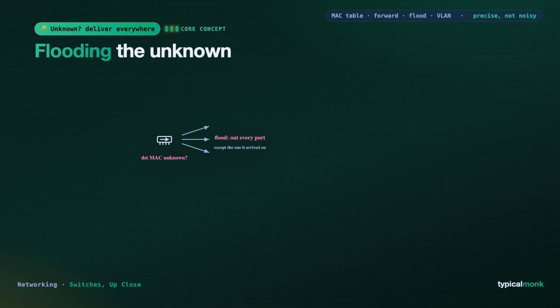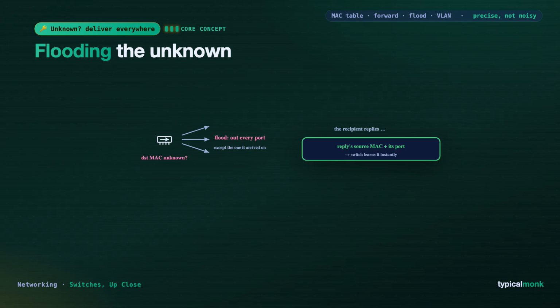In effect, it says, I do not know where you are, so I will deliver this everywhere and let the right device pick it up. For that one frame, the switch behaves briefly like the old hub. But here is the clever twist.